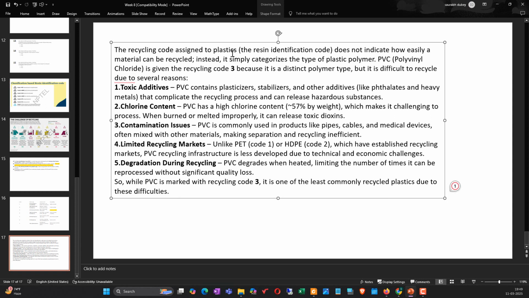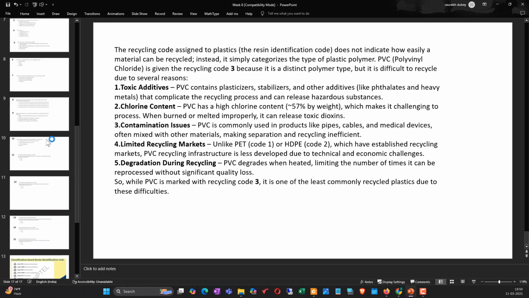The recycling code assigned to the plastic, which is the resin identification code, does not indicate how easily a plastic material can be recycled. Instead, it simply categorizes the type of plastic polymer. PVC is given the recycling code 3 because it is a distinct polymer type, but it is difficult to recycle due to several reasons, right? While PVC is marked with the recycling code 3, it is one of the least commonly recycled materials due to these difficulties, right?